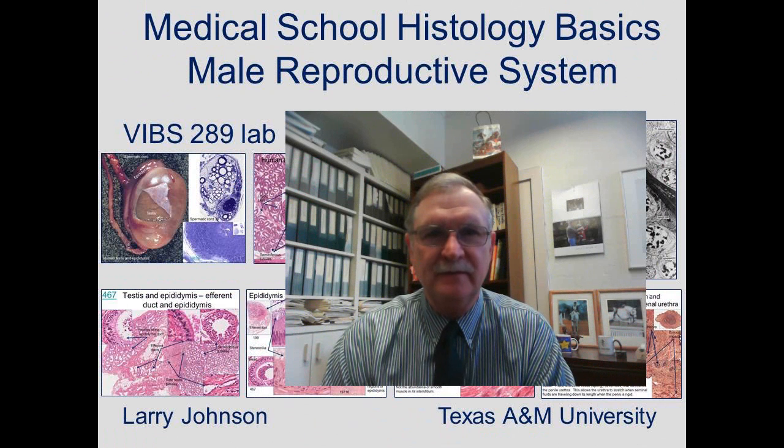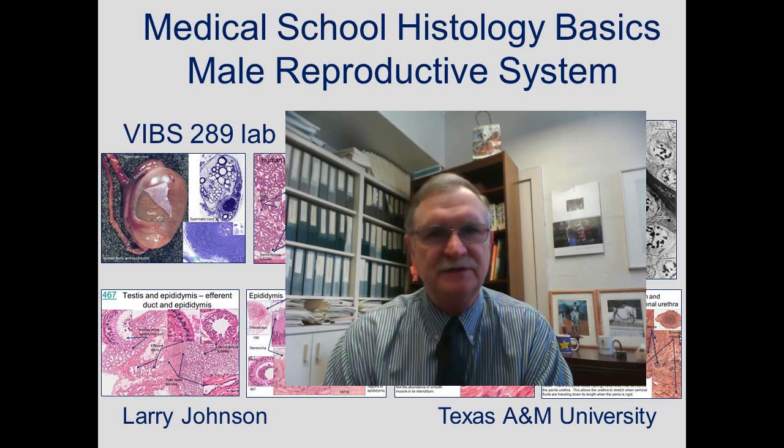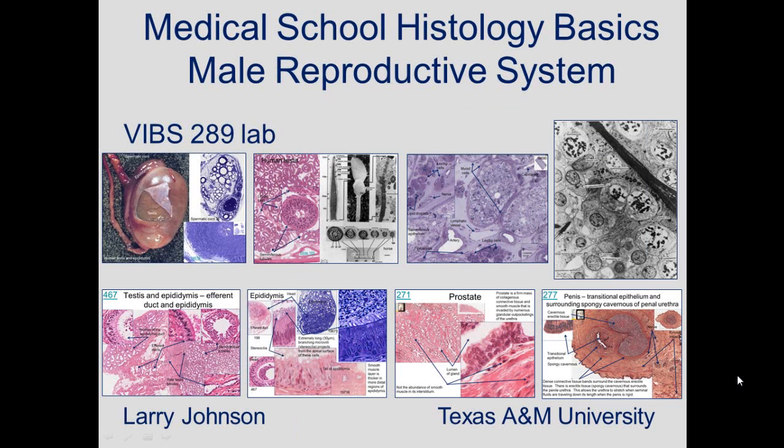Today we're going to talk about the male reproductive system. We'll start out with the main product of the testis, which is the spermatozoon. We'll look at some components of that. And then we'll talk about the testis, spermatogenesis, the excurrent ducts, the accessory glands, and the outlet of sperm throughout the male reproductive tract. Medical School Histology Basics, the male reproductive system.